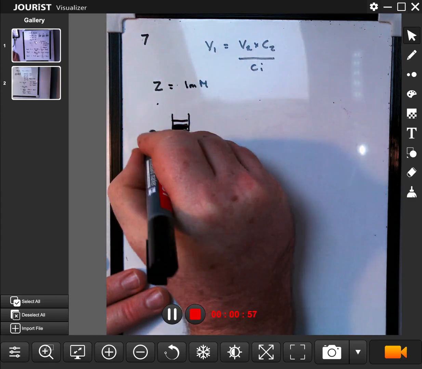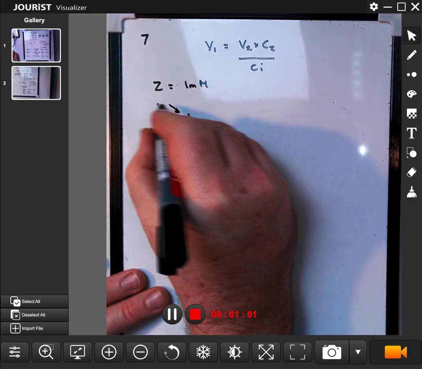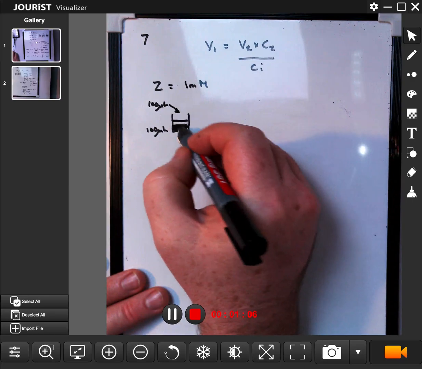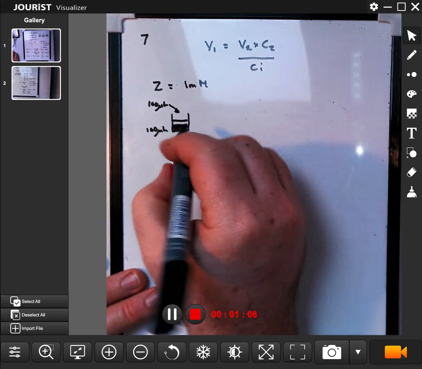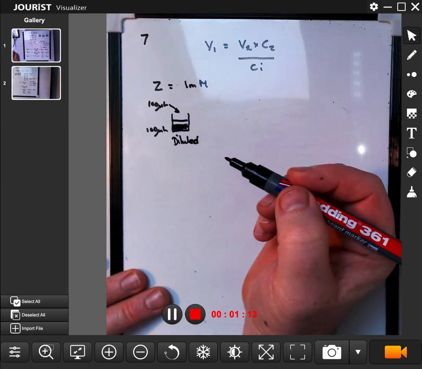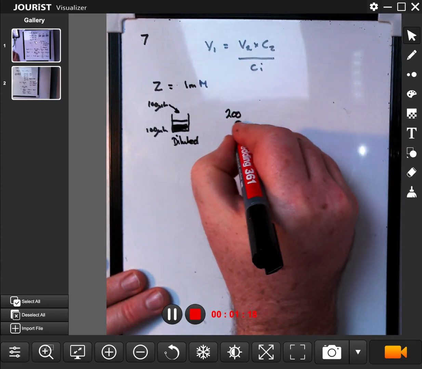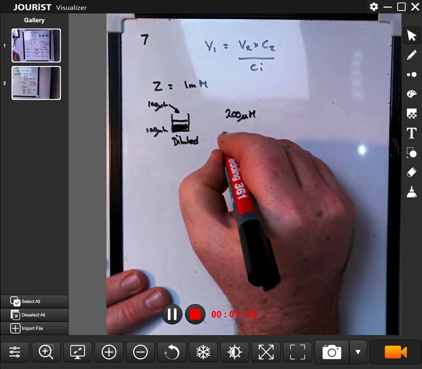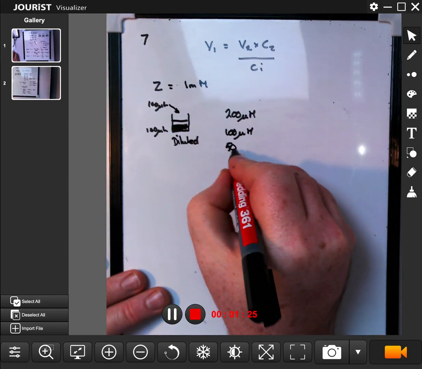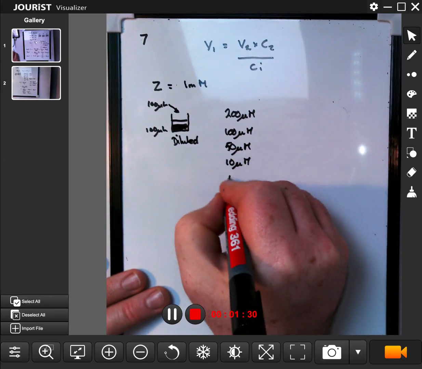Okay, there's 100 cells, and we're going to add in another 100 microliters. So there's going to be a dilution there. Okay, so we're going to have to note that. It's going to be diluted. Okay, so the concentrations we're looking at are 200 micromoles, 100 micromoles, 50 micromoles, 10 micromoles, and 1 micromole.